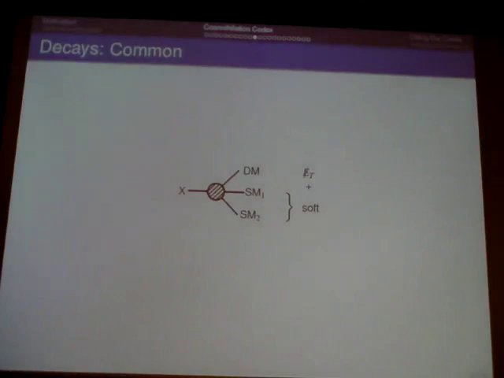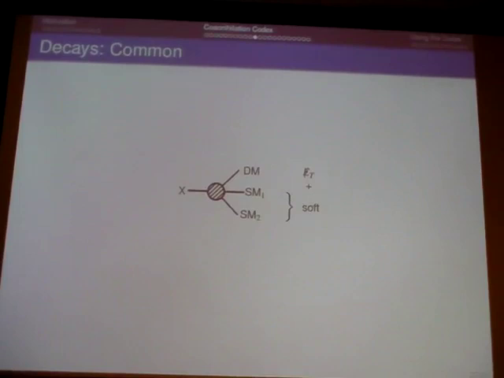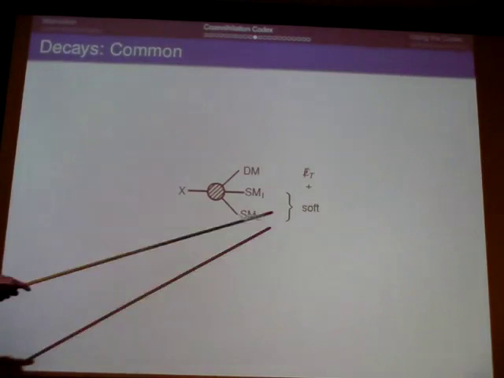Whether or not these particles are reconstructible in the detector depends on a range of factors. It depends on the absolute mass scale of X and dark matter, as well as their mass splitting. It also depends on what standard model particles these are. I mean, electrons are much easier to reconstruct than jets. It depends whether the system is boosted. But the importance of this soft is that it's really strongly dependent on the mass difference between the X and dark matter.